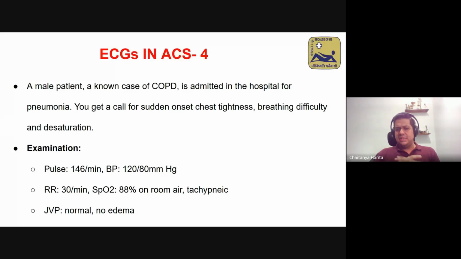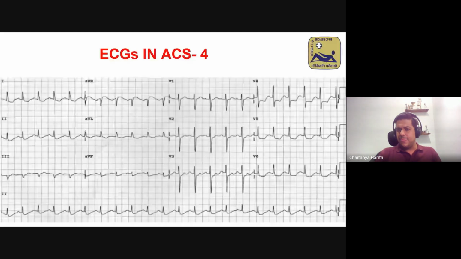You see the patient, he's tachycardic at 146, BP 120/80, he's tachypneic, he's hypoxic, right? His JVP, touchwood, is normal, and you can see no edema. So you immediately give nebulization to relieve the bronchospasm, and you ask for an ECG. And your ECG shows this.